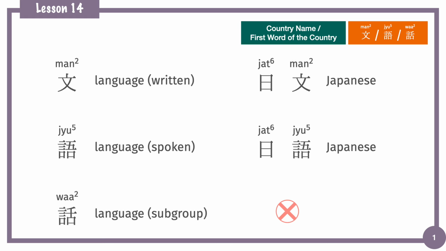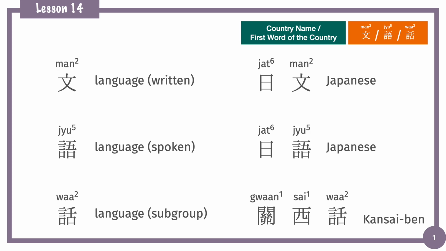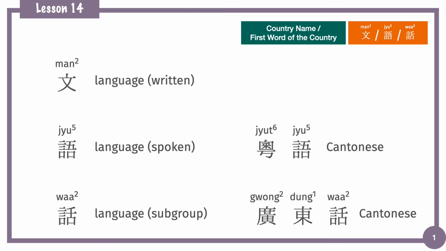But if we are talking about the language spoken in a specific region of Japan, then we can use the word 話. Japan has many different regions, and different regions speak with different accents, such as people living in Kansai speaking Kansai Ben. That's 關西話 in Cantonese. For Cantonese, mostly you'll hear 粵語 and 廣東話.